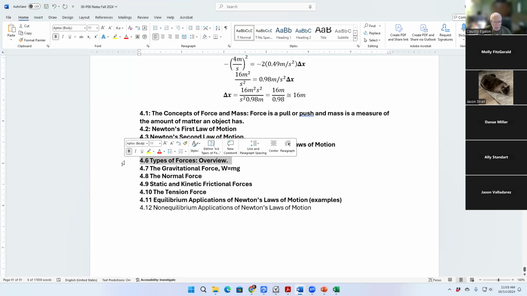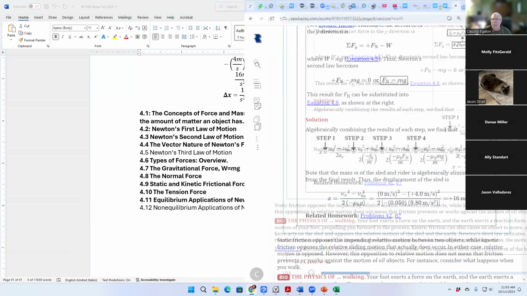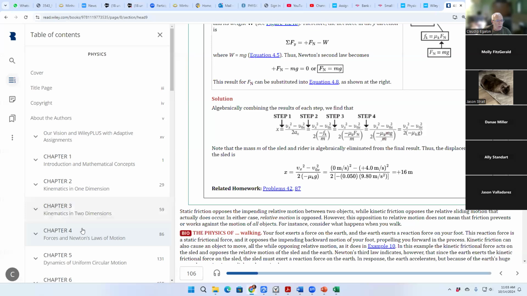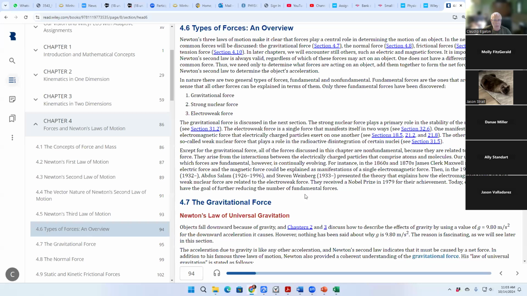Types of force. We didn't quite cover this. But let's take a look at the book. Let's see if we cover these types of force. Newton's third law, types of force. Yeah, this one is very qualitative. I can talk about the gravitational force, and then there are two other important forces that we're not going to see in this course: the strong nuclear force and the electroweak force. Just memorize those three: gravitational force, the strong nuclear force, the electroweak force, and what he didn't mention, the electric and magnetic force.